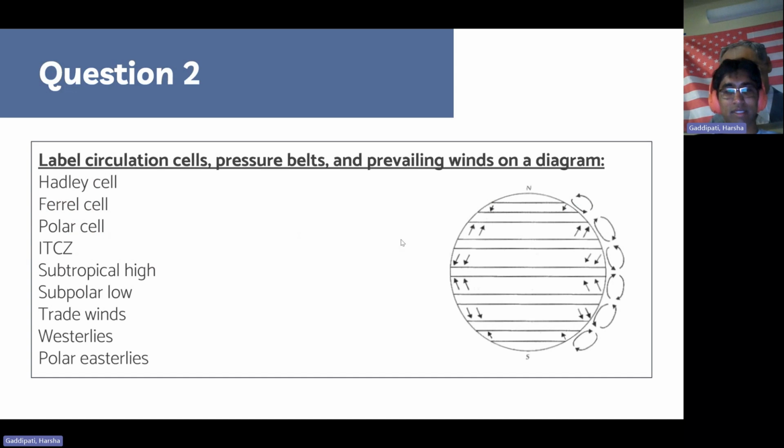And then if we go on to another question, it says label circulation cells, pressure belts, and prevailing winds on a diagram. This one I'll give you guys a little bit longer, about 1 to 2 minutes to do it. Just maybe type done when you guys are done, and then I'll say around 2 to 3 minutes if you guys are done. I'll just go ahead with the answer.